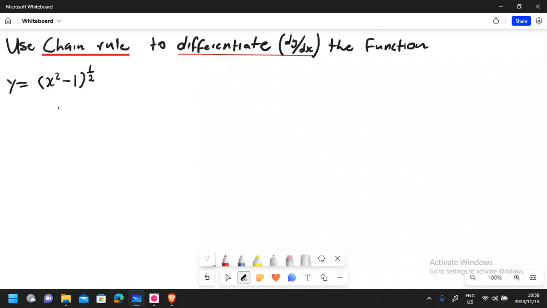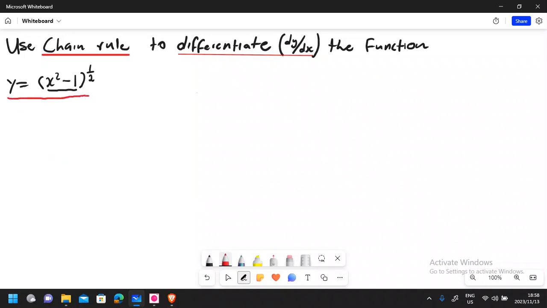Now before we start, I hope you can manage to get this one. So guys, remember, when you use the chain rule to differentiate, you need to identify two types of functions. Remember, we have the inner function and the outer function. So let me just highlight here to show you the inner function. The inner function is this one inside the bracket, and then the outer function is everything.